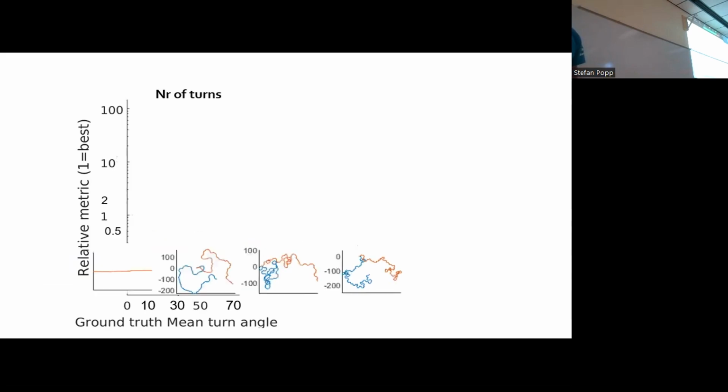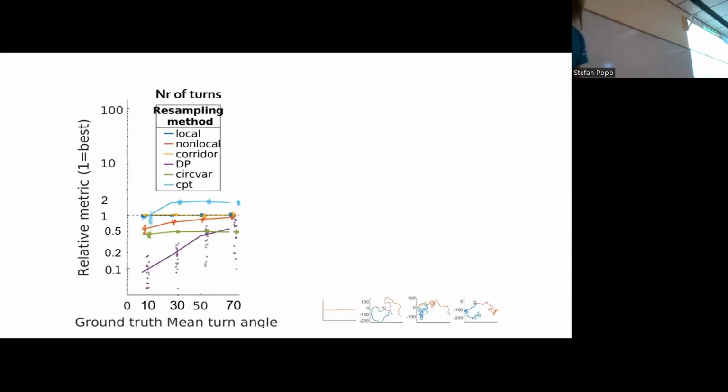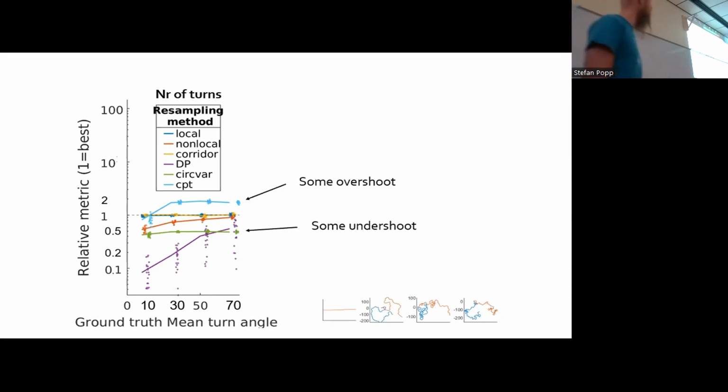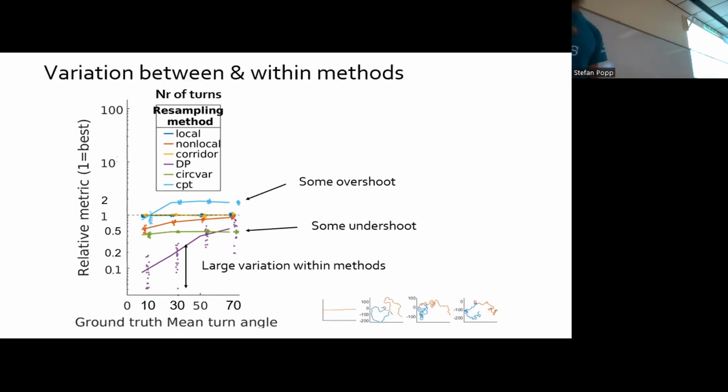squiggly, more tortuous. And what you see in the results is that there are a bunch of colored lines, which are the different resampling methods. Some of them overshoot by maybe a factor of 2, and others undershoot in this number of turns by maybe a half. And also within some of these resampling methods, there's a large variation within the method. So depending on which track of an animal you have, you're going to get a different result as if you were using a different track of the same animal that has the same underlying characteristics, which is, of course, or can be a problem.